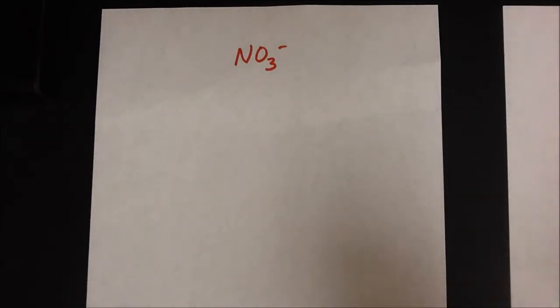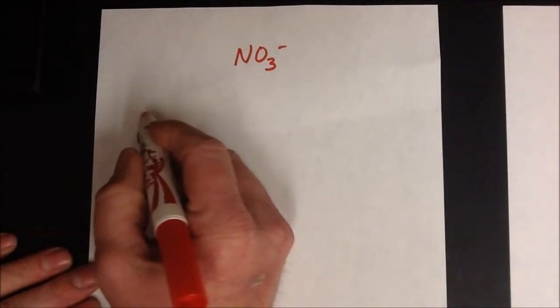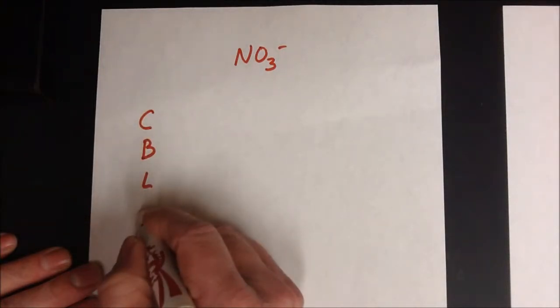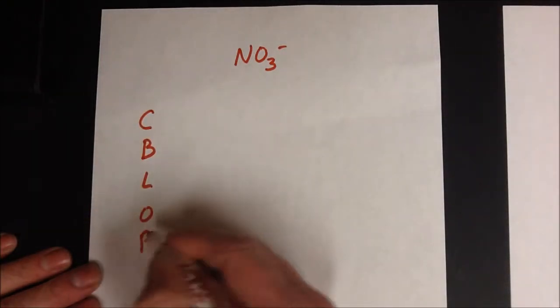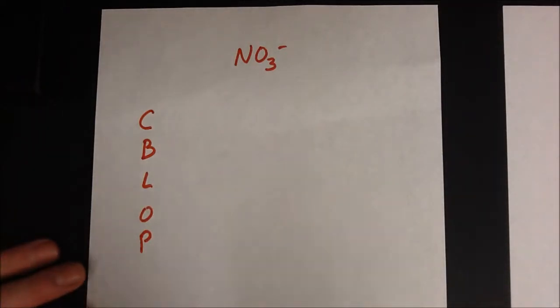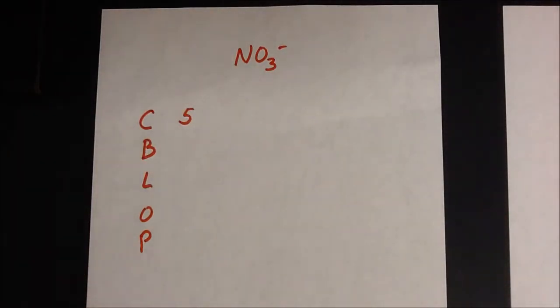And I have an acronym for this, but I'll also demonstrate a way to do this without the acronym as well. So the first one I'm going to do here is nitrate. And in order to do this, we're going to use an acronym called CBLOP, C-B-L-O-P. And when we go through this process, the C stands for the number of valence electrons around the central atom, which is going to be 5 for the nitrogen.